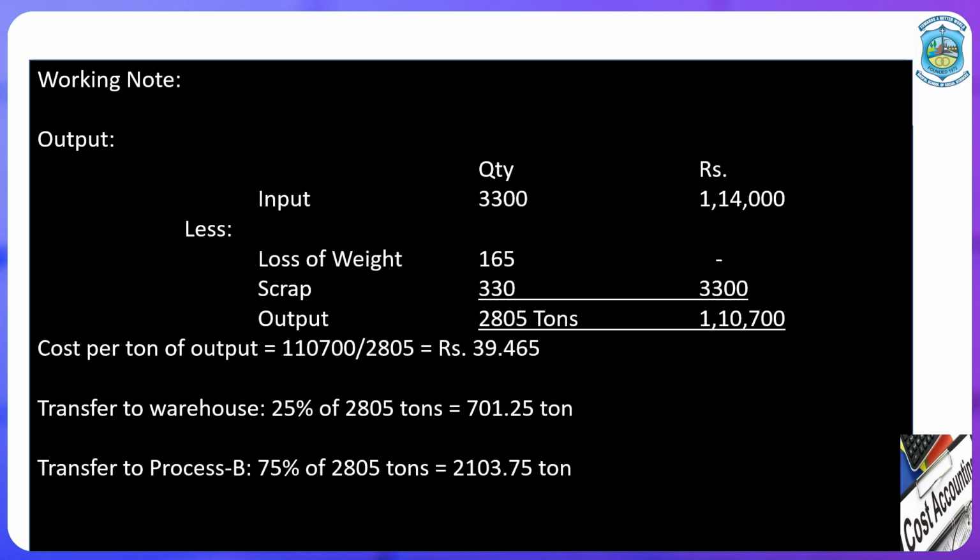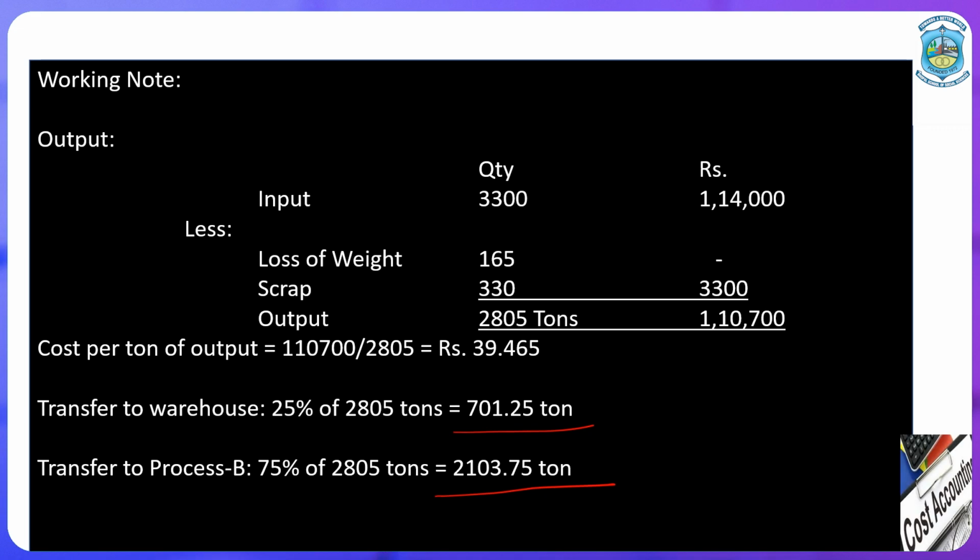Now, as per the instruction given in the question, we have to transfer to two different places. So, 25% to warehouse. So, we have to calculate 25% on 2805 tons, which is 701.25 tons. So, 701.25 tons is to be transferred to warehouse, and 75% is transferred to the next process, which is process B. So, 75% of 2805 tons would be 2103.75 tons, right. So, 701.25 tons and 2103.75 tons, both of these are transferred to different places.